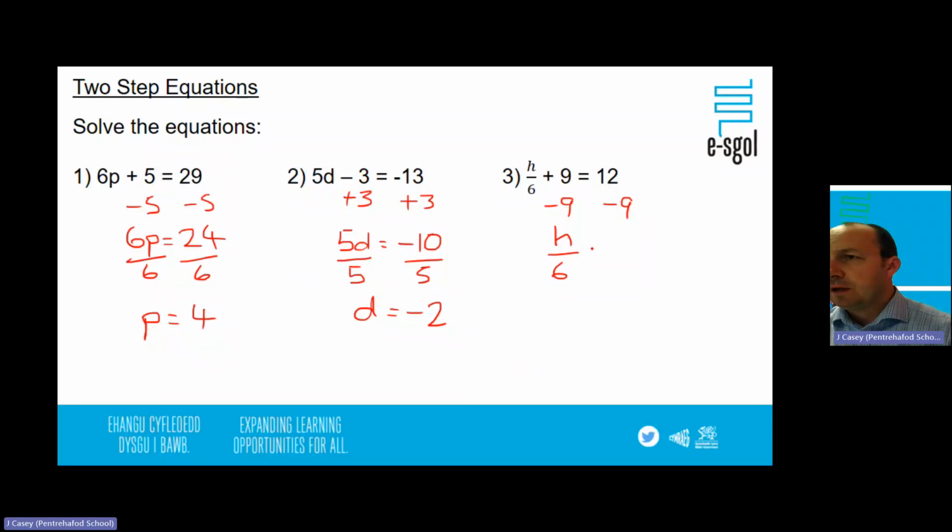So H over 6 equals 12. Take away 9, which of course is 3. And what I've now got is H divided by 6 equals 3. So I'm going to times by 6 here, times by 6 here. So the value of H is 3 times 6, which is 18.